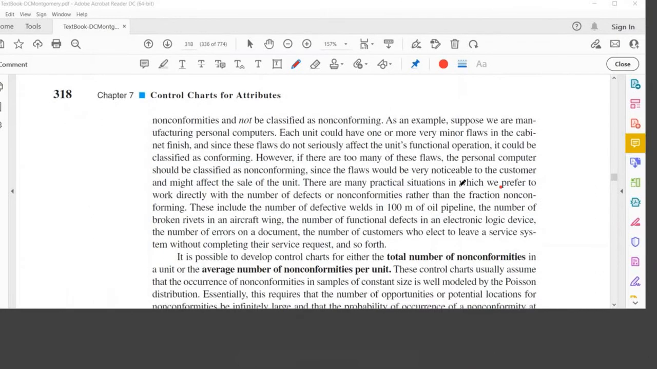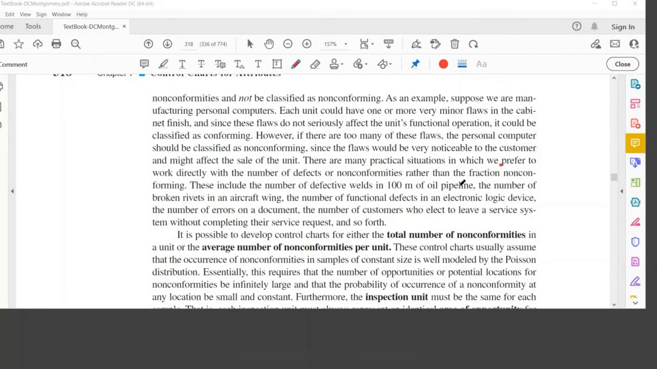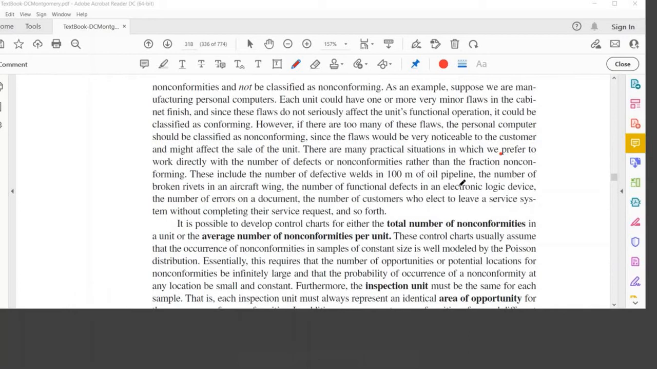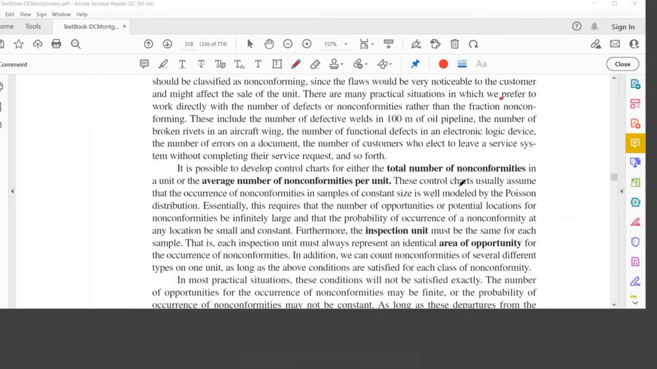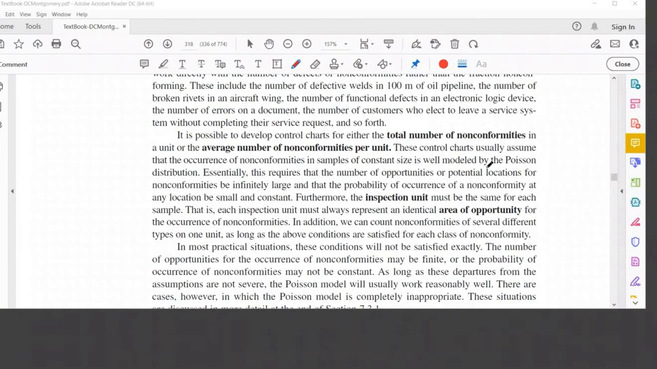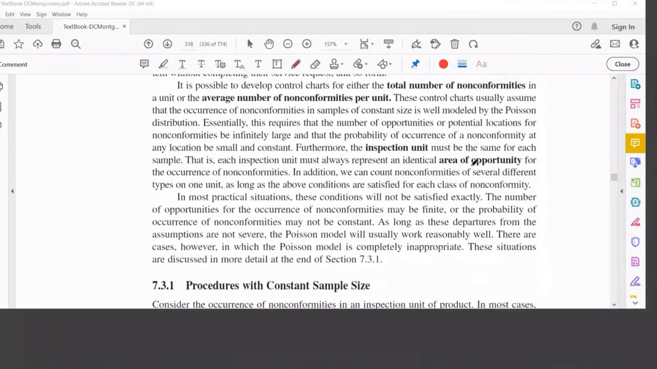So there are many possibilities of using this chart, not only in manufacturing. Last class I mentioned it can be used in construction. Even in banking, people are using control charts to monitor how many mistakes they have made. Is it a normal mistake or an assignable mistake? Okay, let's see the procedure here.